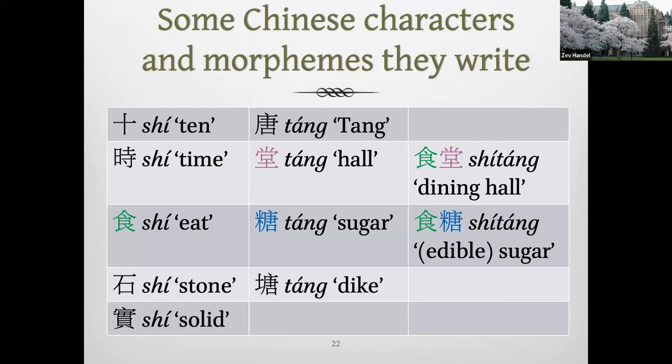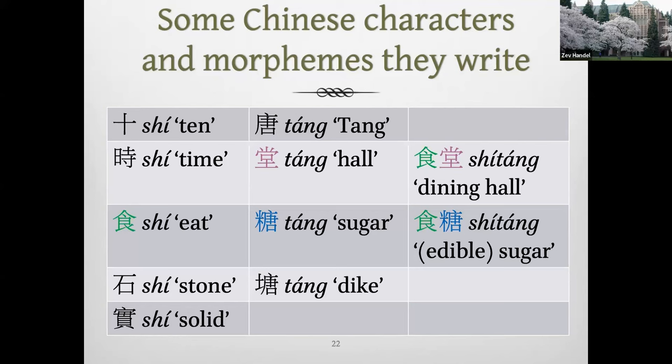Okay, same over here. The Tang Dynasty. Tang. Louder, louder. Tang. Oh, good, good, good. Okay, hall. Tang. Sugar. Tang. Dike. Tang. Yes, okay. So these also are homophones. They're distinct in their meaning. They get written with different characters.